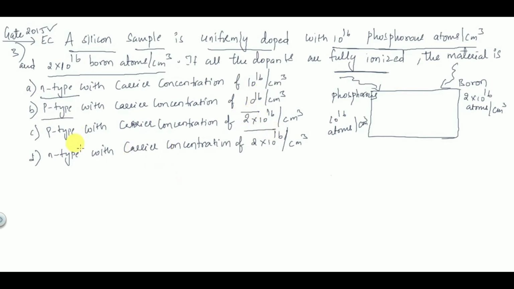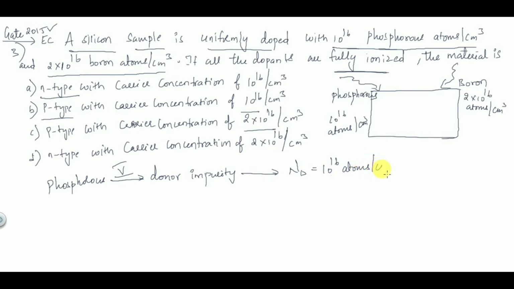Phosphorus is a pentavalent element, a group 5 element having 5 valence electrons, so it is a donor impurity. Phosphorus is an example of donor impurity. When donor impurity is added, you get donor concentration. So donor concentration is 10 to the power of 16 atoms per cubic centimeter.